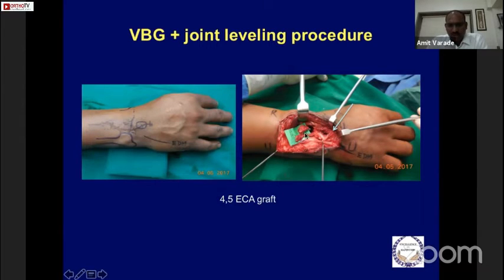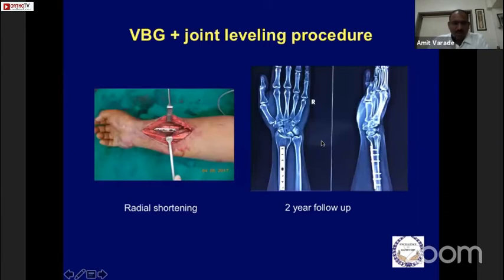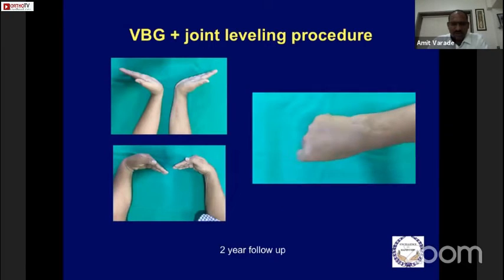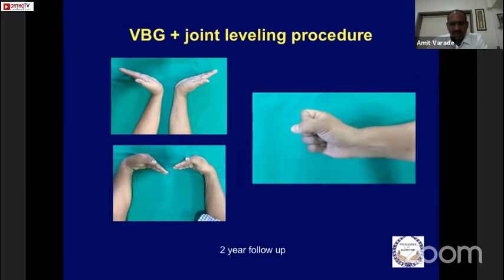So here, as I was saying, this is the graft from the lower end of the radius, this is the 4th ECA, this is the 5th ECA, and this is a combined pedicle, and this is the lunate. It was curetted on the dorsal side, and here we have to put this graft. In the same patient, we did radial shortening also by doing an osteotomy. And in the same patient, at 2-year follow-up, the osteotomy site has healed nicely, and he has got a reasonably good range of movement at the wrist joint. He is totally symptom-free and has gone back to his original work.